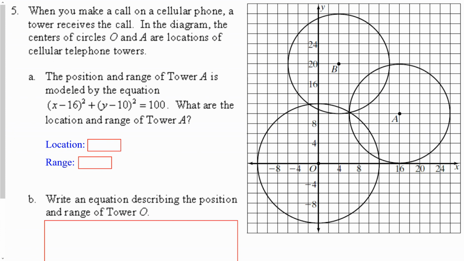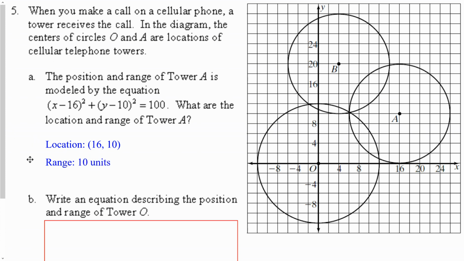So in this case, we have these 3 towers here that are shown to us, each with the circular area that they would cover and provide reception to. So Tower A, which is the circle A over here, has the equation that's given to us. If we are asking for the location and range of that tower, it's really not anything different than what we've talked about already. The location is the center point, and the range is really just the radius of that circle. So the location here is (16, 10), and the range is 10 units.